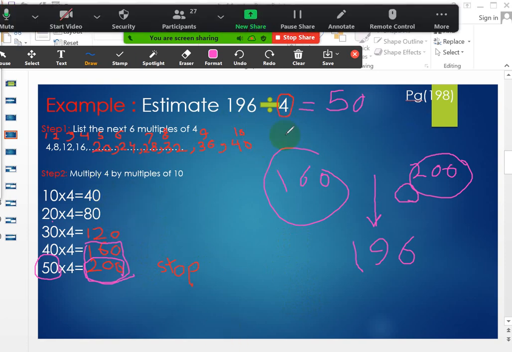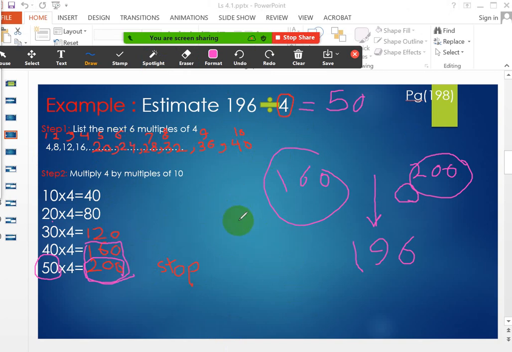The last time I will repeat how to estimate the quotient, okay? First step, I will find the multiples of the smaller number, this number 4. How will I find the multiples? You have to write the counting numbers. This means count 1, 2, 3, 4, and multiply this smaller number with the counting numbers and write the multiples. So it will be 4 multiply 1 equals 4, 4 multiply 2 equals 8, etc.